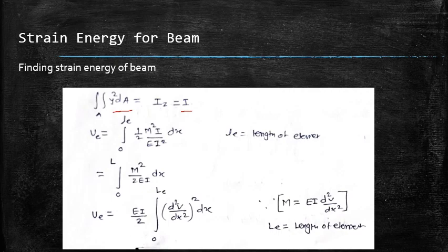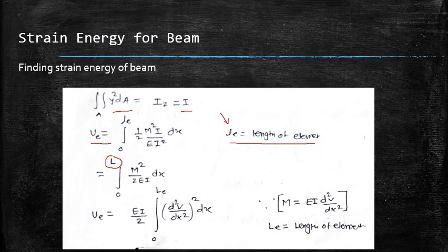our strain energy term becomes UE, that is elemental strain energy, given by integral over the length LE. LE is nothing but length of element. Since we are considering one single element, we are mentioning its length LE. So UE is equal to integral over the length LE of half M square I upon E I square into dx. So further I can write it as integral over the length L. Now this is a more generalized notation. Integral over the length L of M square upon 2EI into dx.